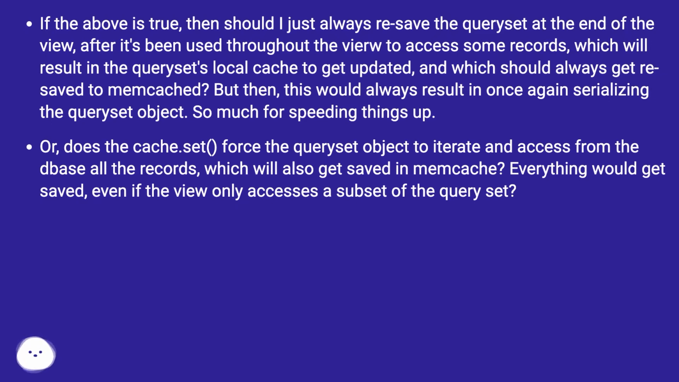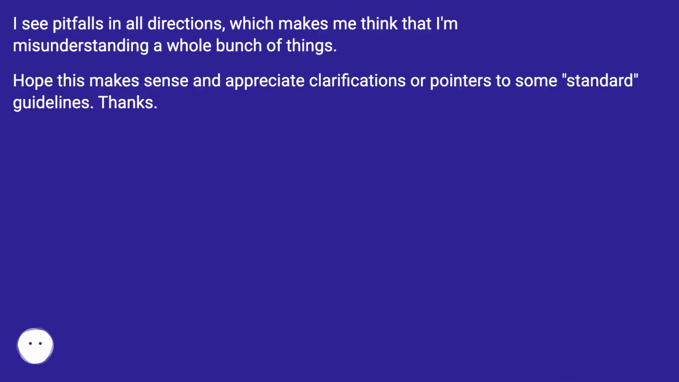Or, does the cache.set force the queryset object to iterate and access from the database all the records, which will also get saved in Memcached? Everything would get saved, even if the view only accesses a subset of the queryset. I see pitfalls in all directions, which makes me think that I'm misunderstanding a whole bunch of things. Hope this makes sense and appreciate clarifications or pointers to some standard guidelines. Thanks.